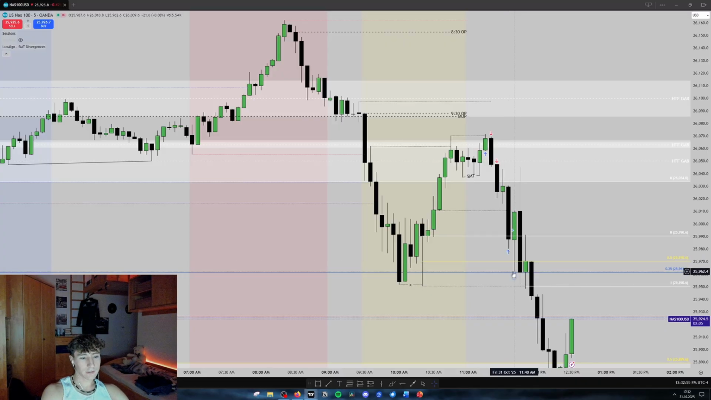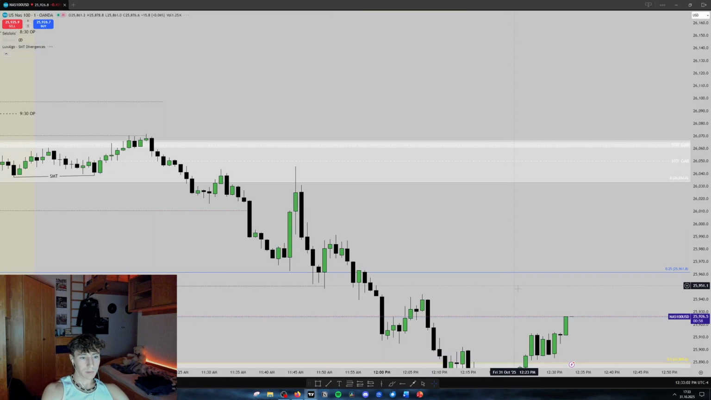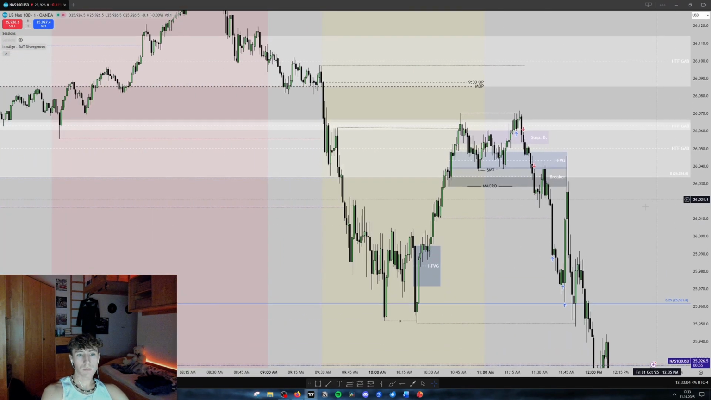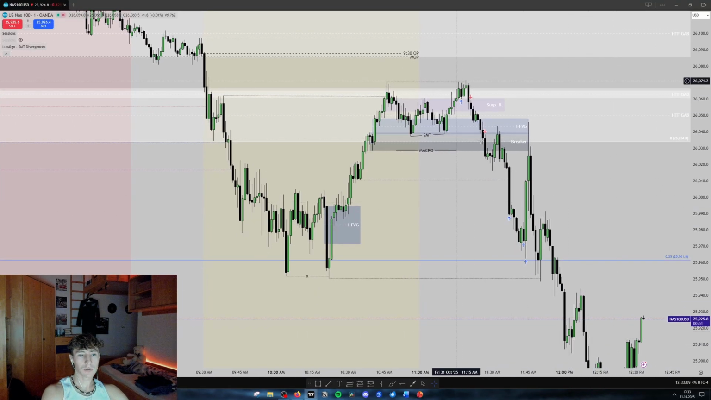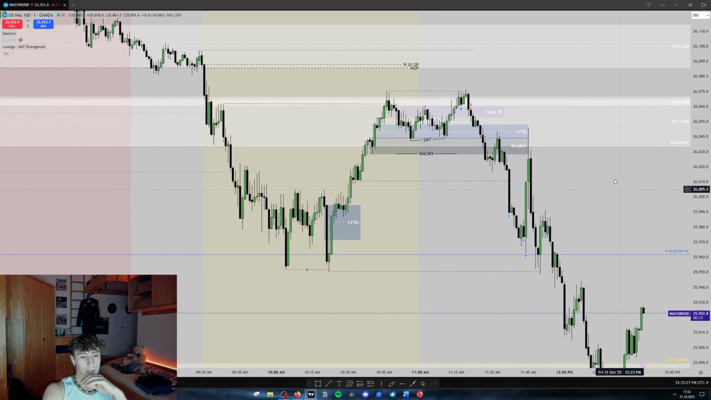And so the consequent encroachment level is always a nice target, but also because we are not expecting a retracement, but an expansion to the downside, because it is a market maker sell model within a higher time frame market maker sell model, we are expecting NQ to reach external liquidity. Therefore it is more important for trading retracements. But I think that's basically it.